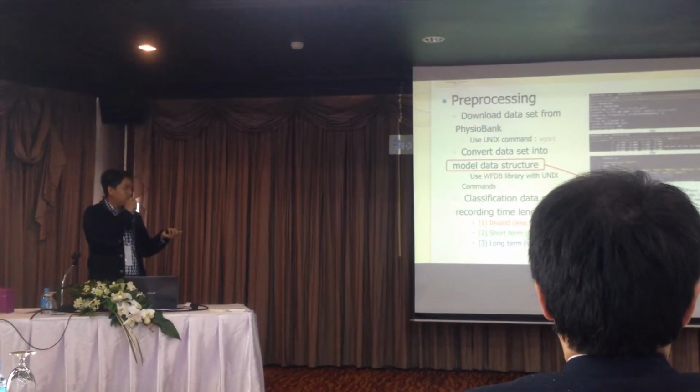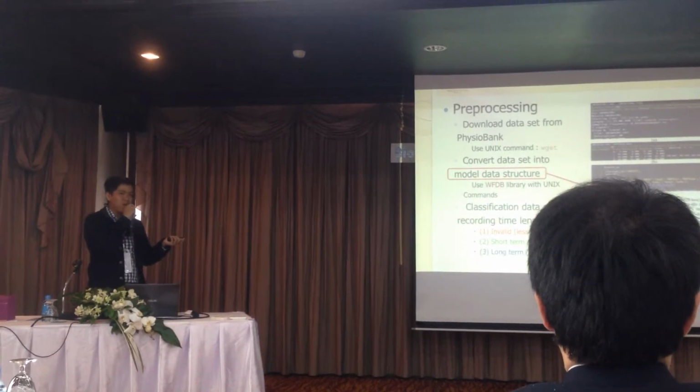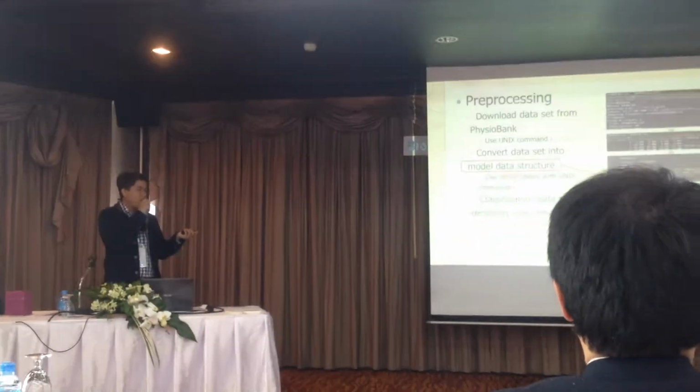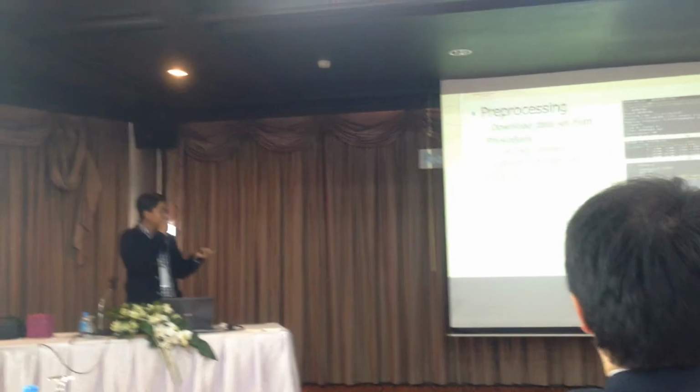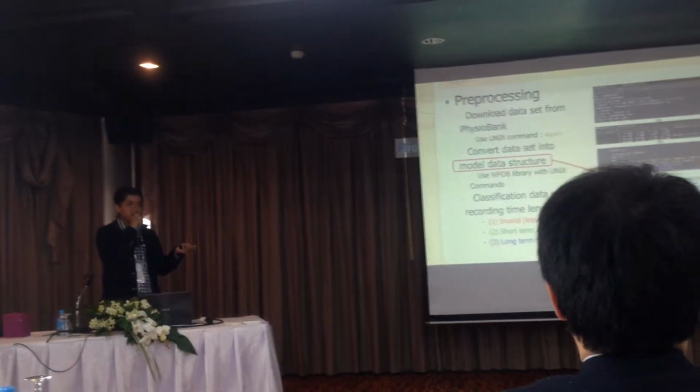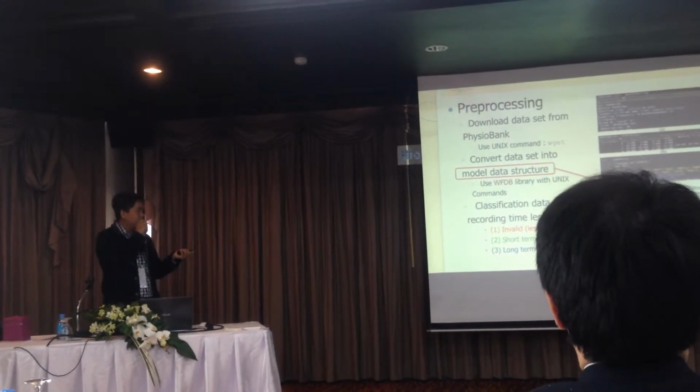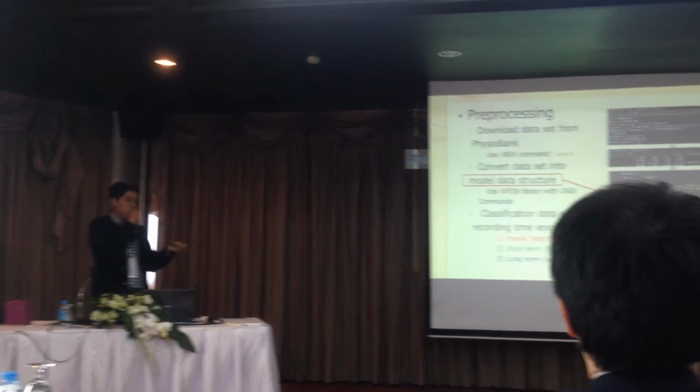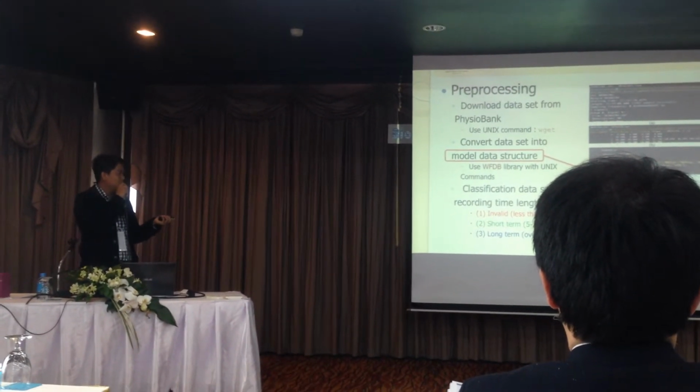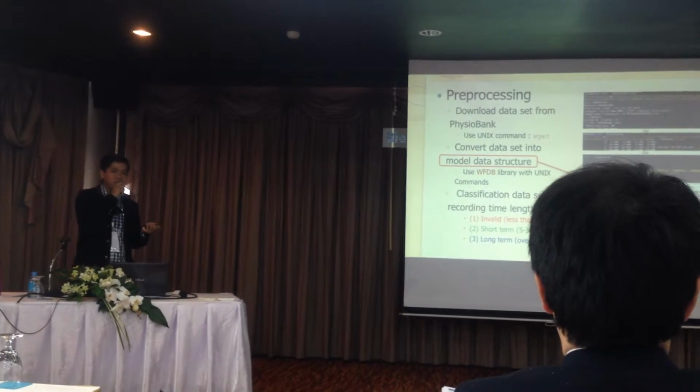And last, we classify the data set into 3 groups. The first one we discard because it is invalid, because some records are just error records or only have 5 minutes. So we take only the records longer than 5 minutes up to 30 minutes as short-term, and the long-term as over 30 minutes.